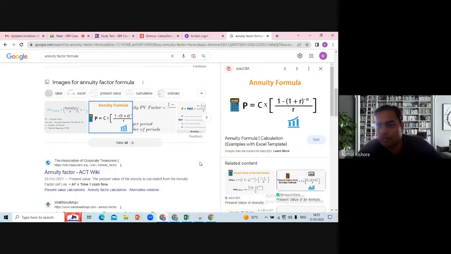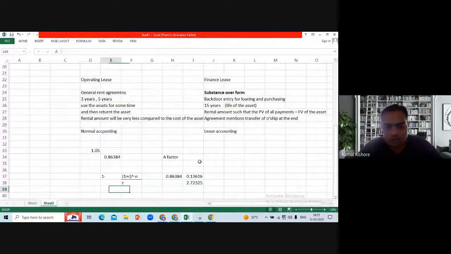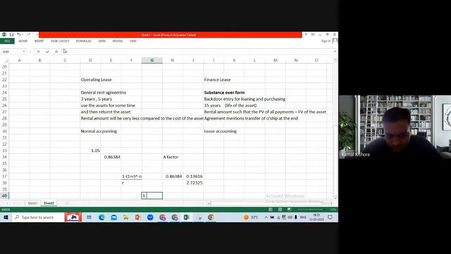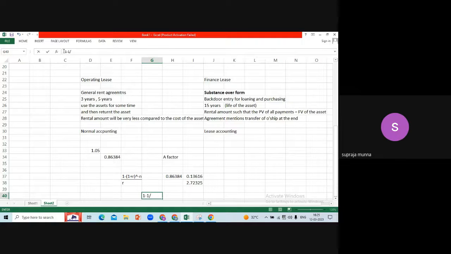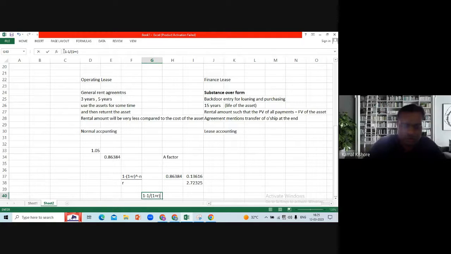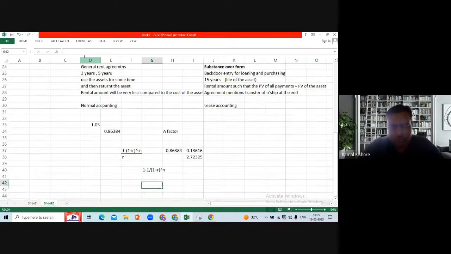The 1 minus (1 plus r) the whole power, this is the formula. So what I have to do? 1 minus 1 plus r over n. This is what we did, right? 1 divided by 1.05.